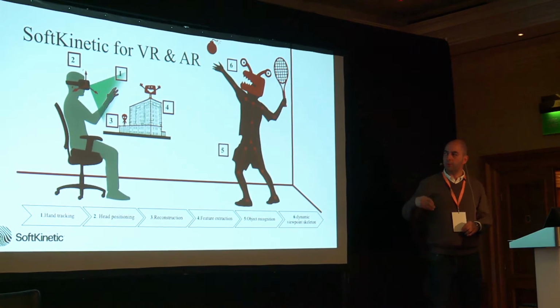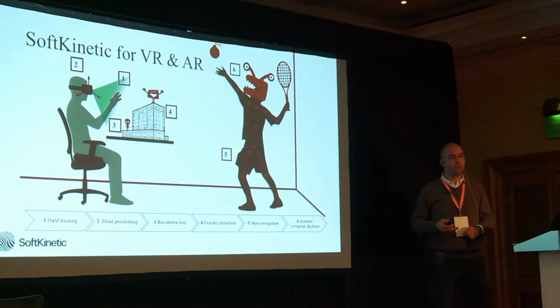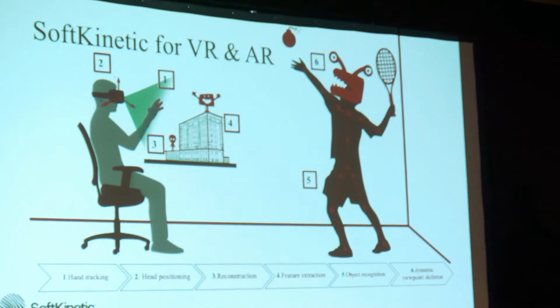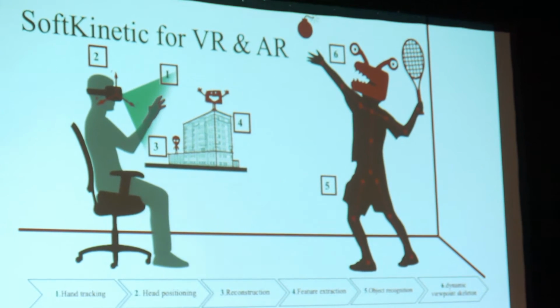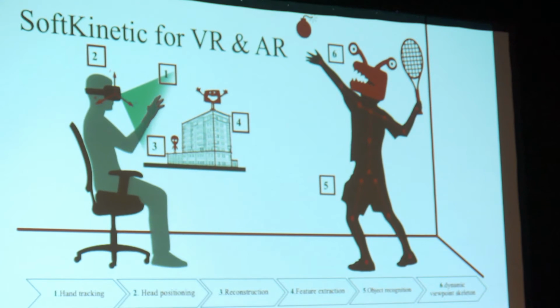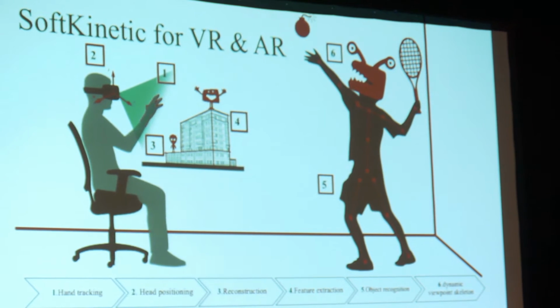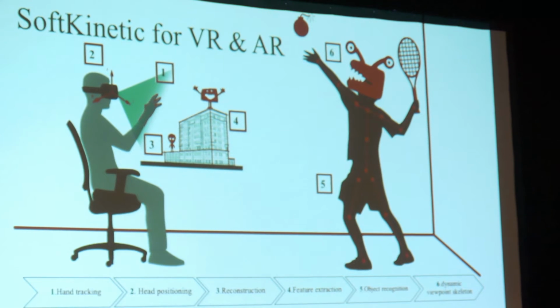Number 2, we can really help in improving the head position tracking, without the need of an external sensor, by mounting our camera on the headset and tracking feature points in the scene. We can really improve that kind of tracking. Number 3 is object reconstruction and recognition. Because the camera sees in 3D, everything that's in front of the camera can be analyzed.